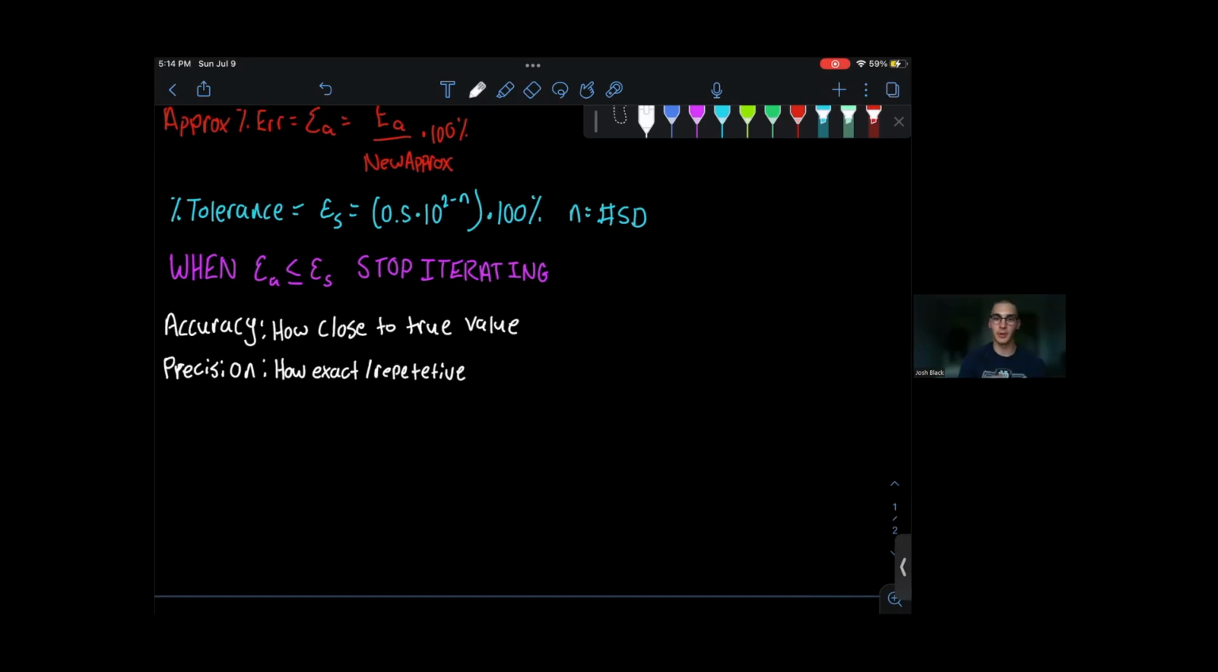So, for example of precision, let's take the number pi. A lot of people say pi is equal to 3.14. But if I were to say pi is equal to 3.14159, this would be a more precise answer because I'm adding more significant digits. The more significant digits that I add, the more precise my answer can be.